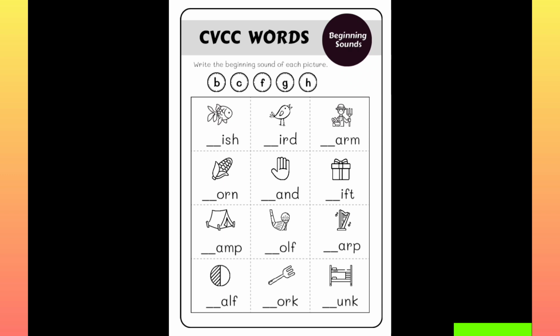So these are all CVCC words. Consonant, vowel, consonant and consonant. Here this is fish. So consonant, vowel. I is a vowel. So then consonant and consonant, right? So this is a CVCC word. All belong to CVCC words.